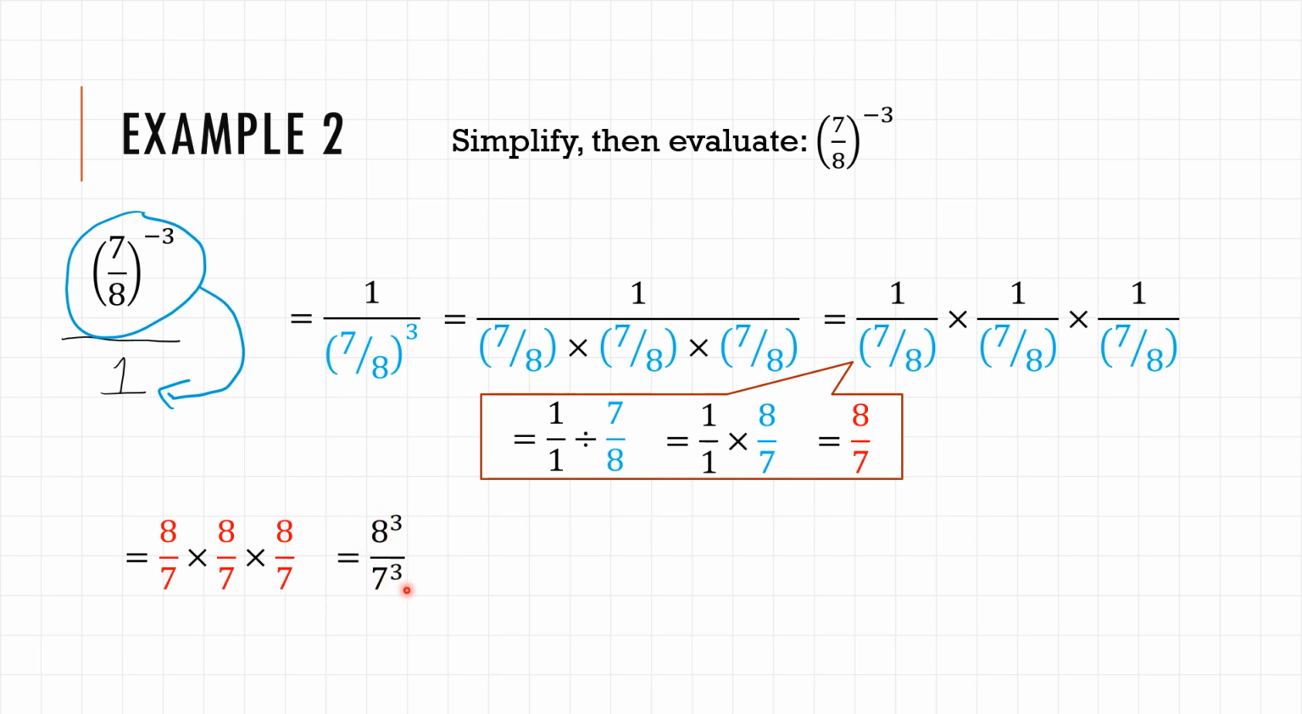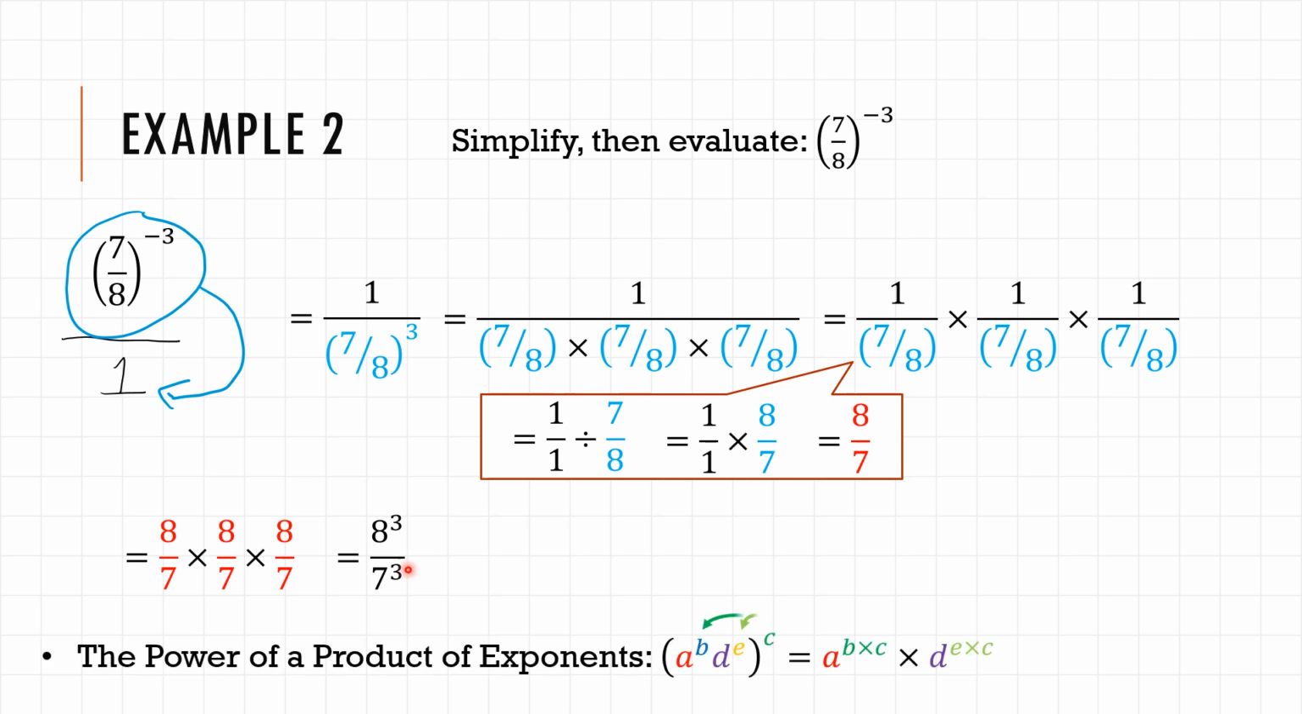And then notice that both of these are to the power of 3. I can use the opposite of the power of a product rule. Remember, when we have a power of a product, we multiply each of the exponents by the outside exponent. I'm going to go backwards and just say this is 8 over 7 to the power of 3. Now, this is the hard way to do it.